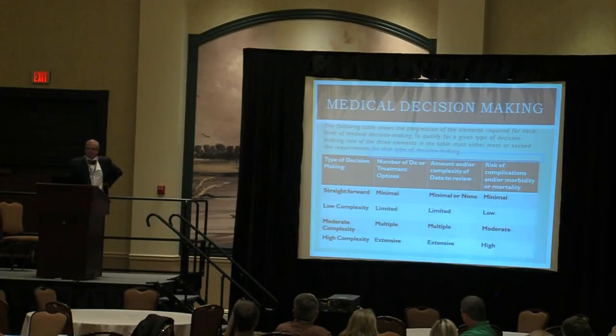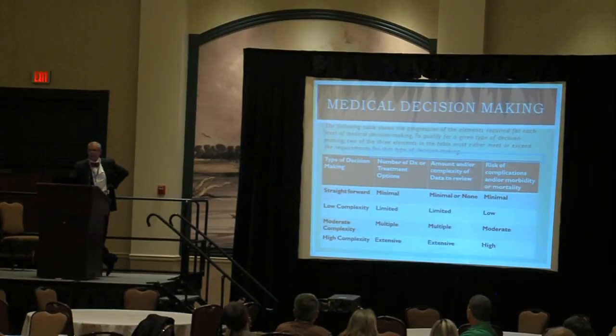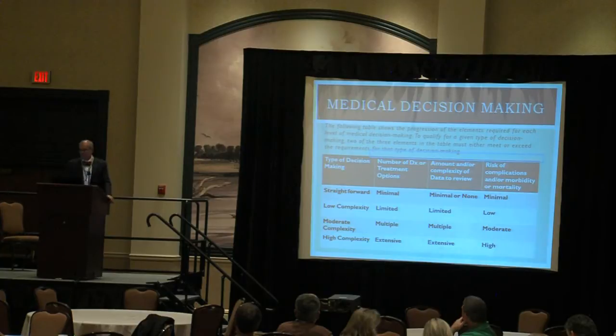So here's the grid. It's straightforward if there is a minimal number of diagnoses or treatment options, if the amount of data to review is minimal, and there's no complexity. If I'm just refilling your Prozac that you've been on for the last 3 years, that's straightforward. Low complexity, there's limited diagnosis, but not minimal. Moderate complexity, multiple diagnoses, and so forth going up. The same with the amount of data that needs to be reviewed, and the same with the amount of risk. So when assigning a progress note, we're supposed to consider the number of diagnoses and treatment options, the complexity of the data we considered, and the risk levels.